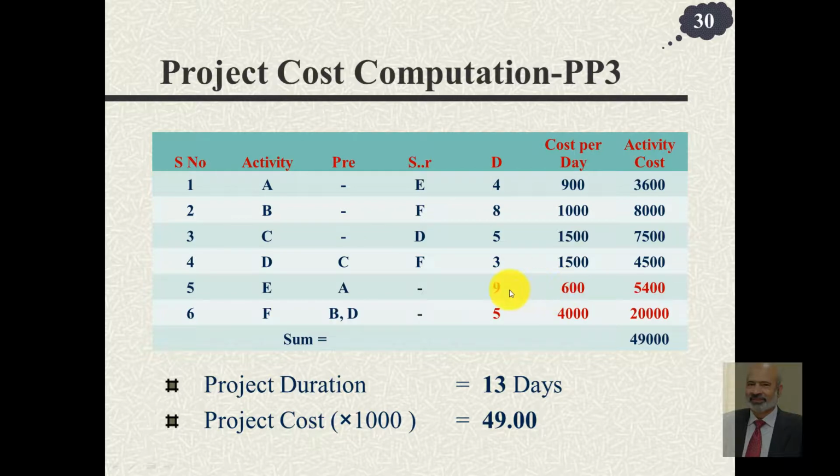So we have selected E, brought its time to 9 days, F from 6 to 5 days. These are the new associated costs. The overall project cost now becomes 49,000, but the time goes down to 13. Remember, we started from 19 days, but the cost was something like 22,000. So from 19 comes down to 13 days, but the cost almost doubles.